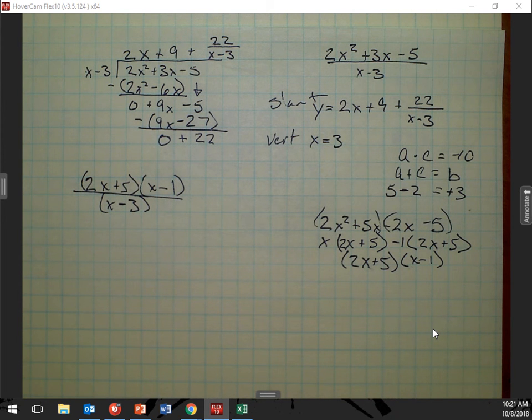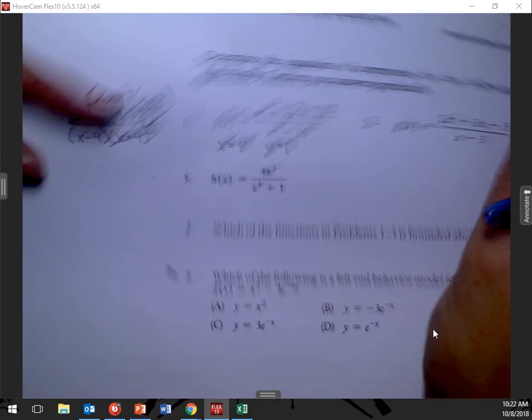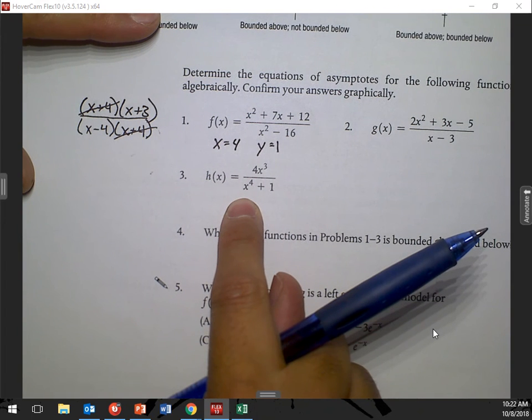Okay. All right. So now let's take a look at the bounding. What was the bounding on that last problem? Is there an upward bound? Yeah. Okay, it's bounded above. Is it bounded below? No, because it went straight down, didn't it? Okay, so let's take a look at number 3 then.